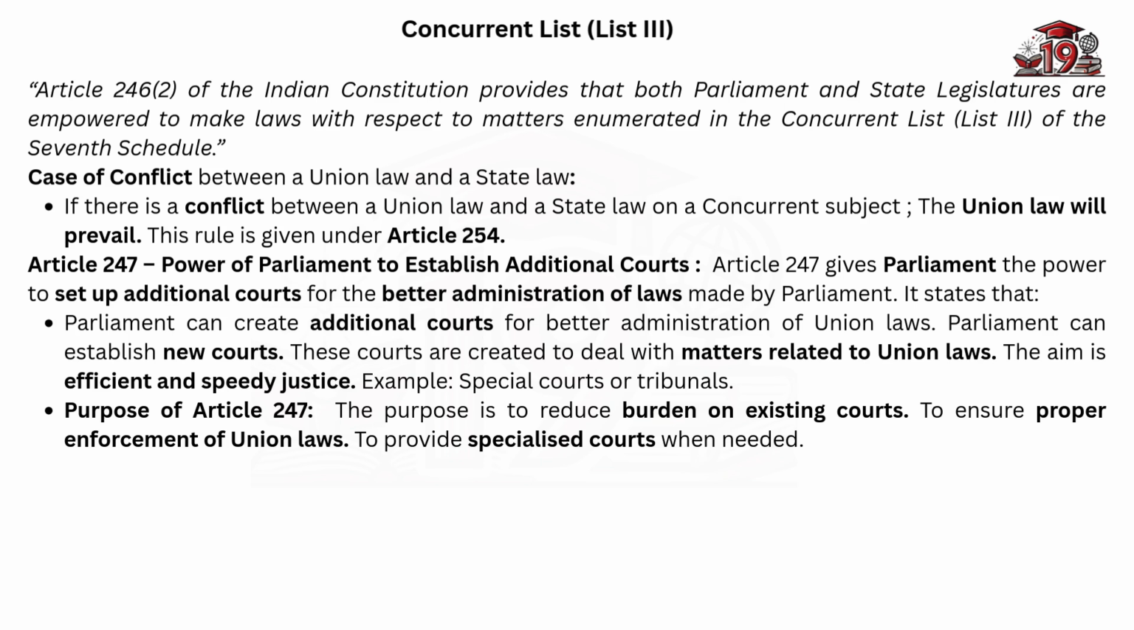Article 247, Power of Parliament to establish additional courts. Article 247 gives Parliament the power to set up additional courts for the better administration of laws made by Parliament. It states that Parliament can create additional courts for better administration of union laws. Parliament can establish new courts. These courts are created to deal with matters related to union laws. The aim is efficient and speedy justice. Example: special courts or tribunals.